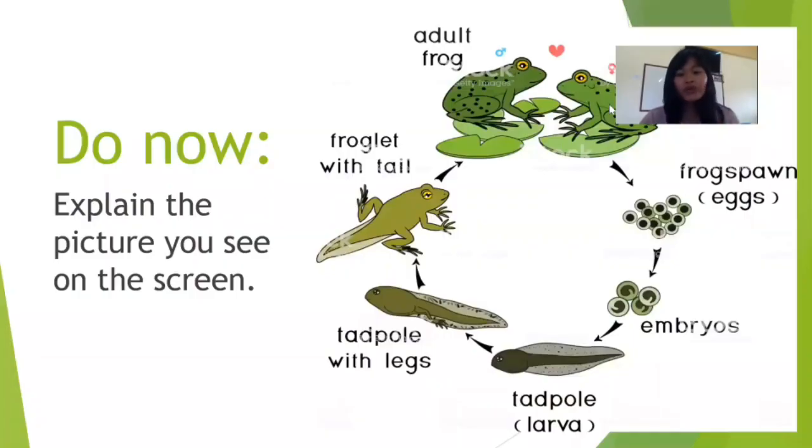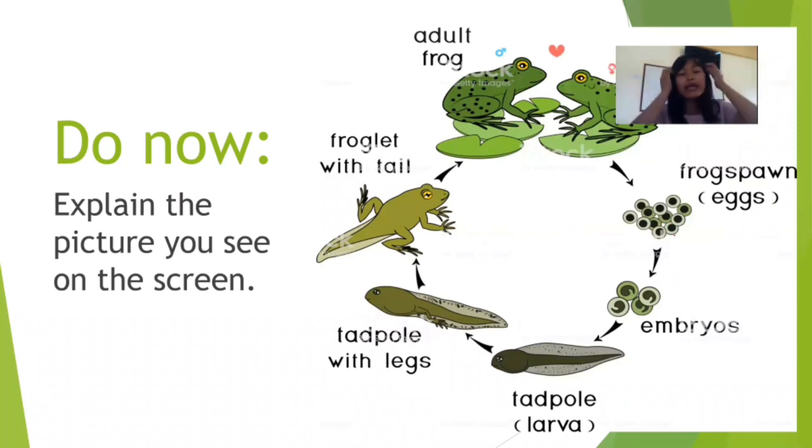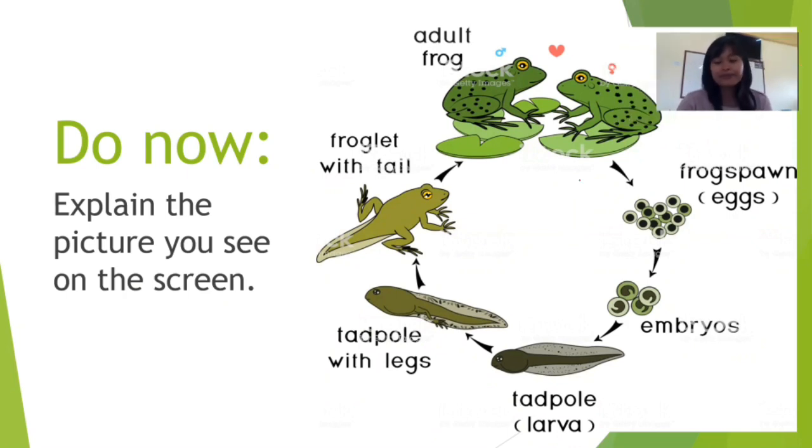So let's begin with your Do Now activity. In this activity, I would like you to explain the picture you see on the screen. This is the life cycle of a frog. By the way, while you're doing this activity, you can press pause, work on the activity, and then press play to watch the rest of the video.